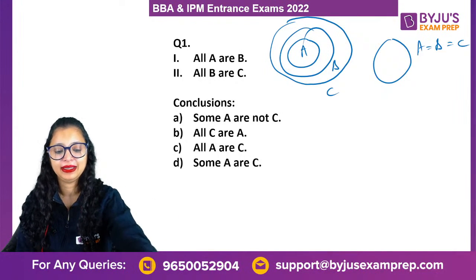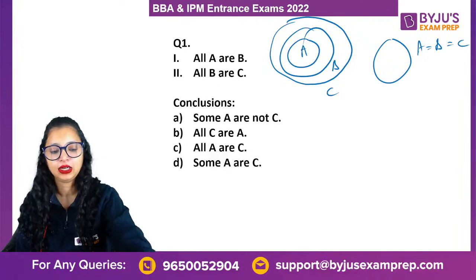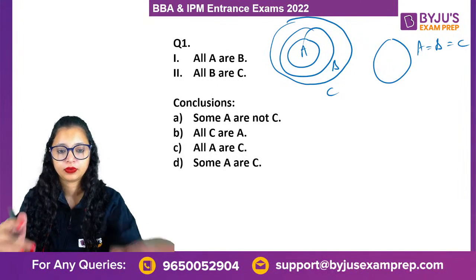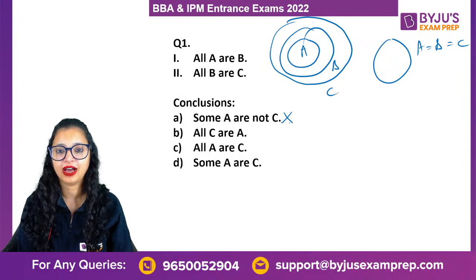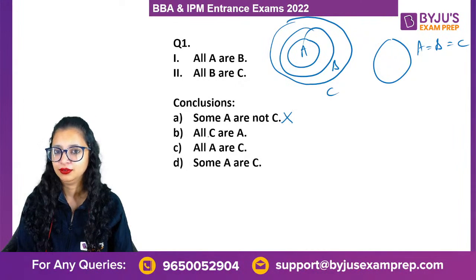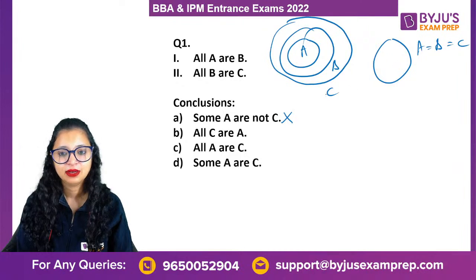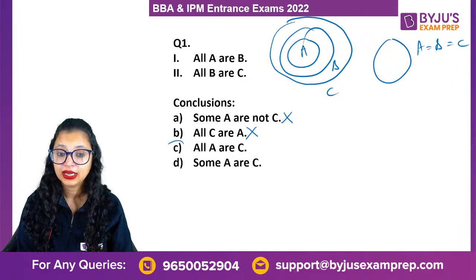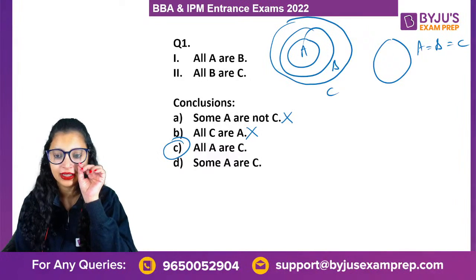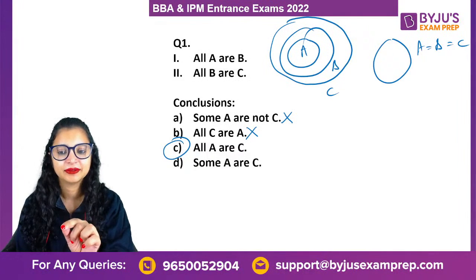So, after we combine this, let's see our conclusions. Some A are not C. Is it valid in the second case? Not valid, wrong. All C are A is true in the second case, but all C are A is not true in the first case. It's an incorrect one. All A are C is true here. I think we found our answer. The answer is C.